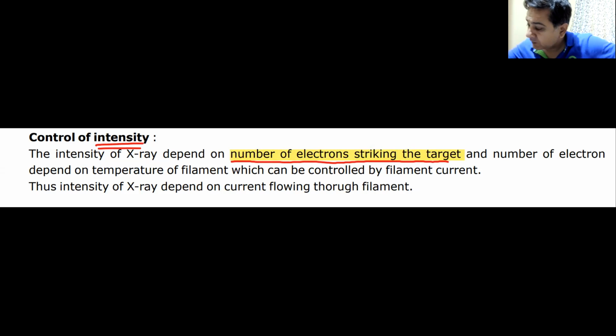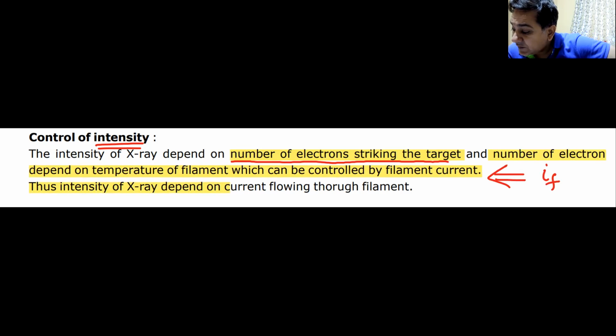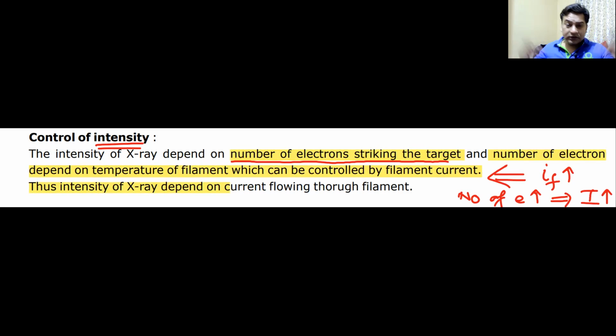The number of electrons leaving the cathode depends on the temperature of the filament, yes or no? Yes, sir. Now this can be controlled by controlling the filament current, yes or no? So if I increase the filament current, the number of electrons will increase, yes or no? If the number of electrons is increased, the intensity I of the X-ray will increase. You write everything and we are done.